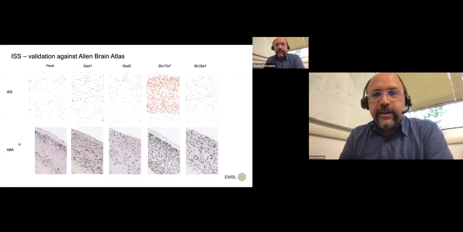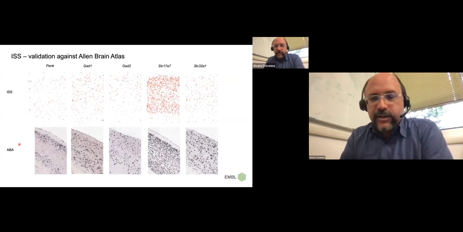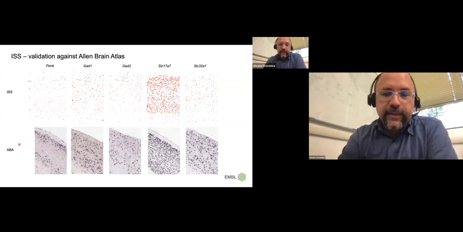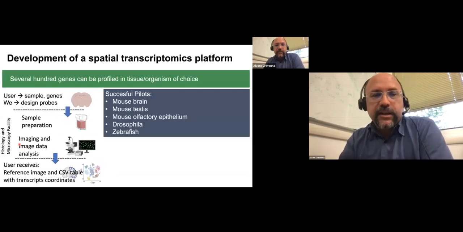We did that for various genes. It always looked good, and so we then went ahead and started to offer these in a more systematic manner. And now we have established this as a platform. And so a given user will provide a sample of interest that they want to work with. They would normally have a list of genes that they're interested to look at. We take the responsibility of designing the probes.